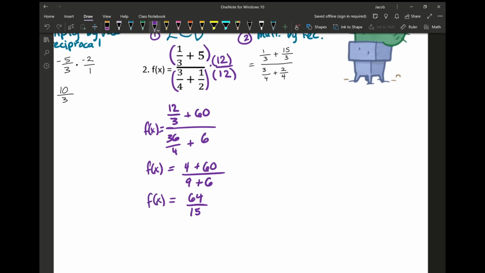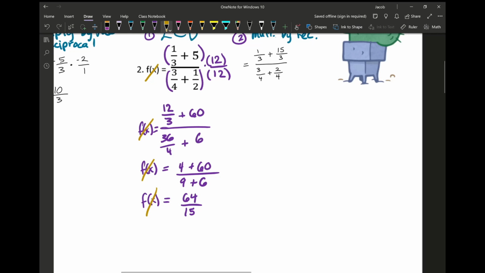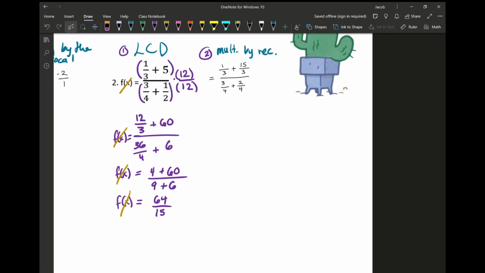Yay, there we go. I don't actually know why I chose to include, there's not a variable in this, so we don't need this f of x here. But there we go, 64 over 15 is what that fraction simplifies to be. Now, I'm going to do the same thing. I'm going to pause, you can pause the video, and I'm just going to work the same problem just by multiplying by the reciprocal. And there might be a little bit more work there.